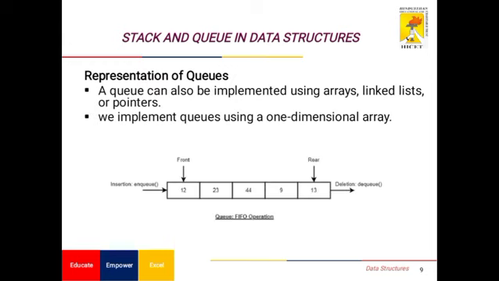Next we discuss the representation of the queue. A queue can be implemented using arrays, linked list or pointers. We implement the queue using a one-dimensional array here. Here there is a top, which we call the front, and at the end we call it the rear. At the front we insert data, that is enqueue. At the rear we delete it, that is dequeue. This is the flow of the queue operations.